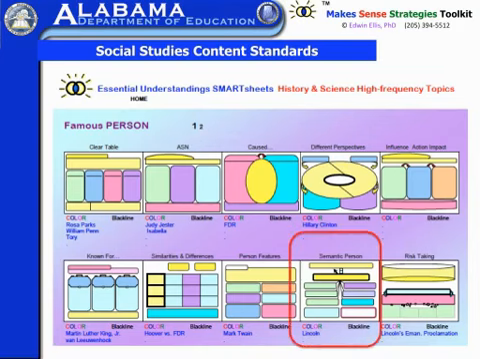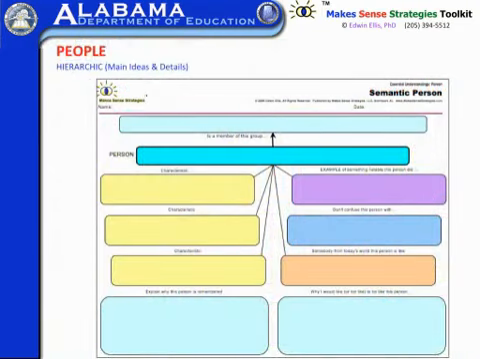I'm going to click on this one. It's a semantic person. So this is similar to the other, but slightly different. This person, any famous individual, is always going to be a member of some group of some kind. So this person is a member of this larger group.